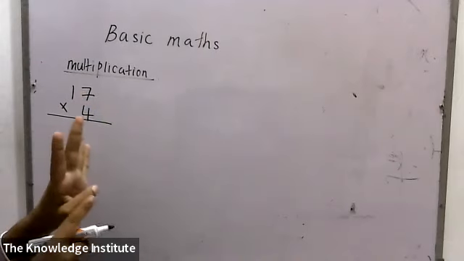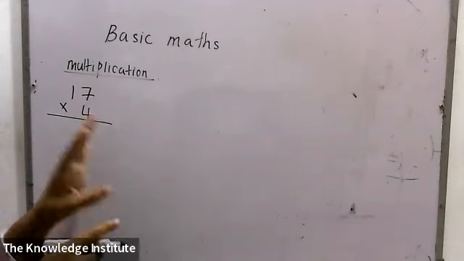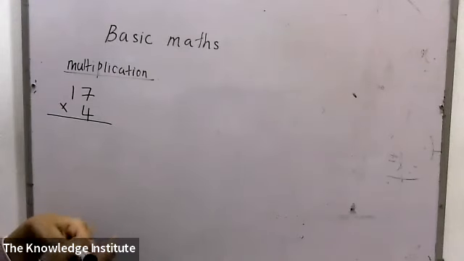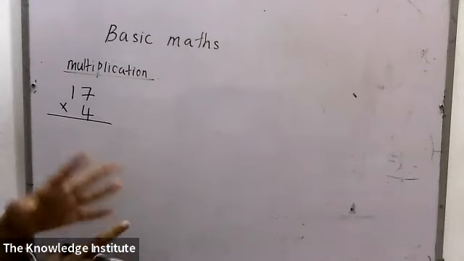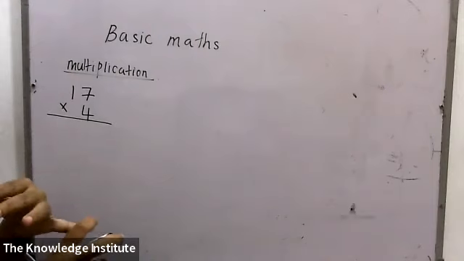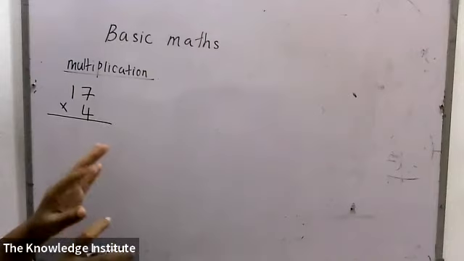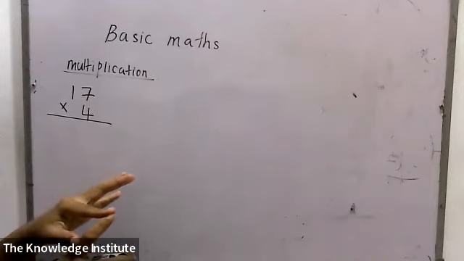4 × 1 is? 4. 4 2s are? 8. 4 3s are? 12. 4 4s are? 16. 4 5s are? 20. 4 6s are? 24. 4 7s are? 28.